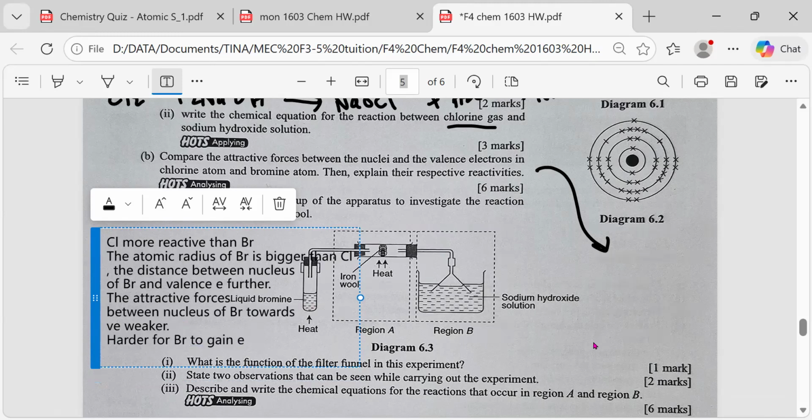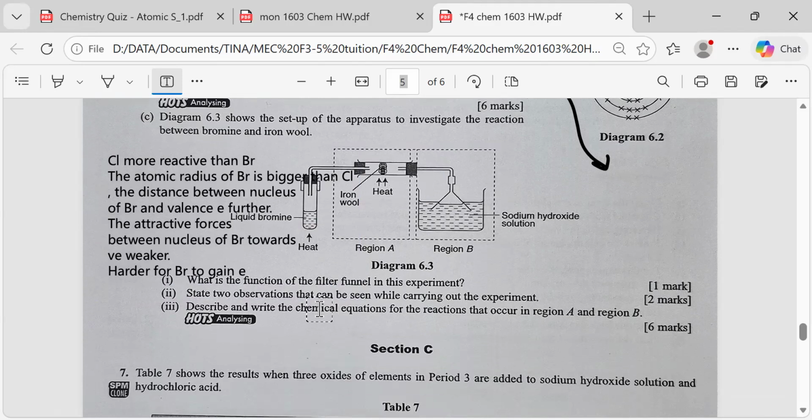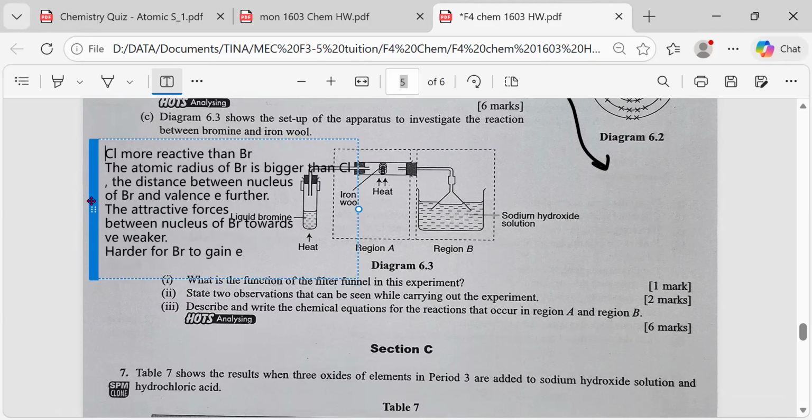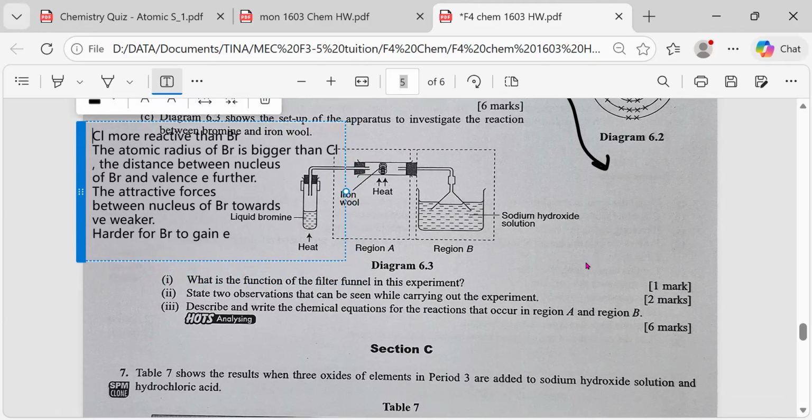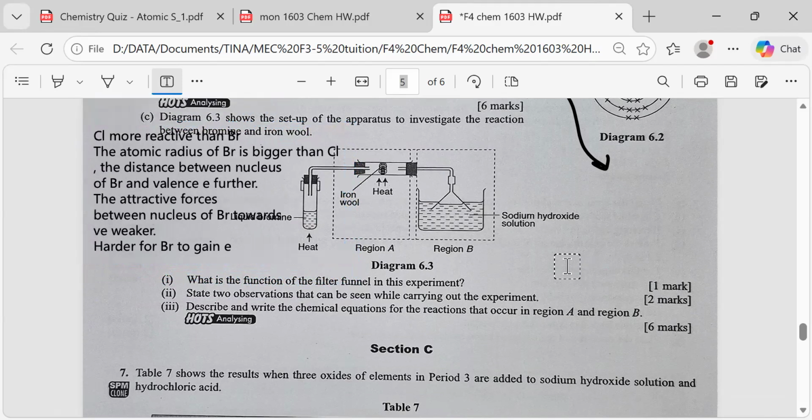Wait, so it means that the last one, the bottom one, is the hardest to gain electrons? Yes, correct. Easiest to lose, hardest to gain. But group 17, I want to gain. Group 1, I want to throw. Understand or not? The concept is exactly the same. Get it?